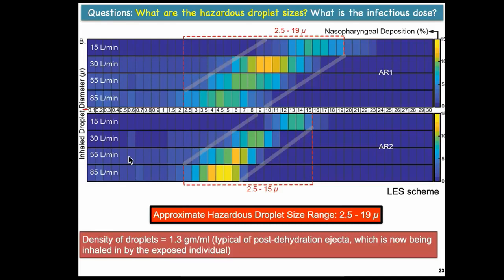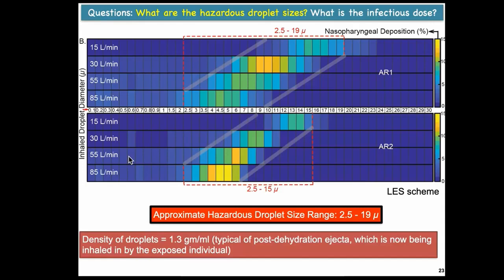So I ran the breathing simulations through all these different inhalation rates, and then I ran some particle transport simulations as well, or droplet transport simulations. And I see that for targeted landing at the nasopharynx, the typical size range for those particles, if I just look at the average data over the entire spectrum of different breathing rates, that size range is from 2.5 to 19 microns. And one critical thing to note here is, here the density of these droplets is 1.3 gram per ml. Why? Because these are the droplets that are ejected from someone who already has that infection, right? So it's made from respiratory ejecta.